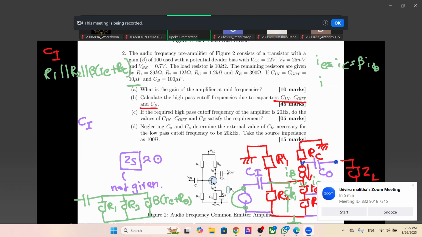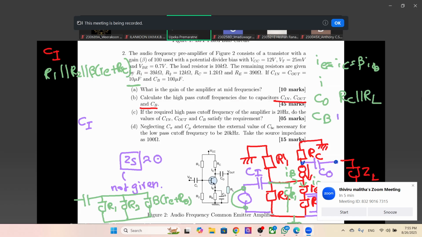Then for C out, straight away the relaxation resistance is RC parallel to RL. For CB, that is the difficult one again.